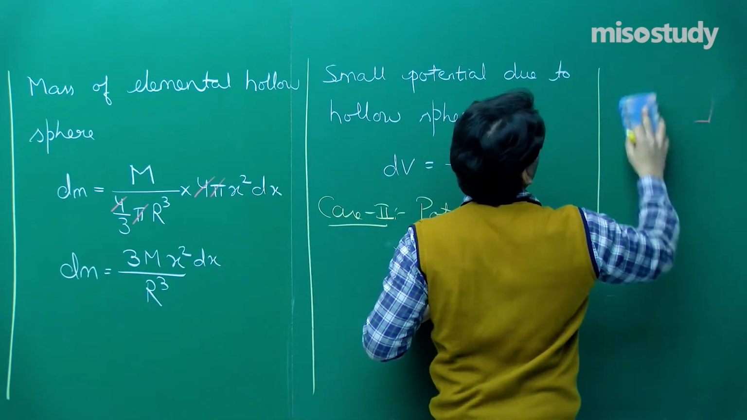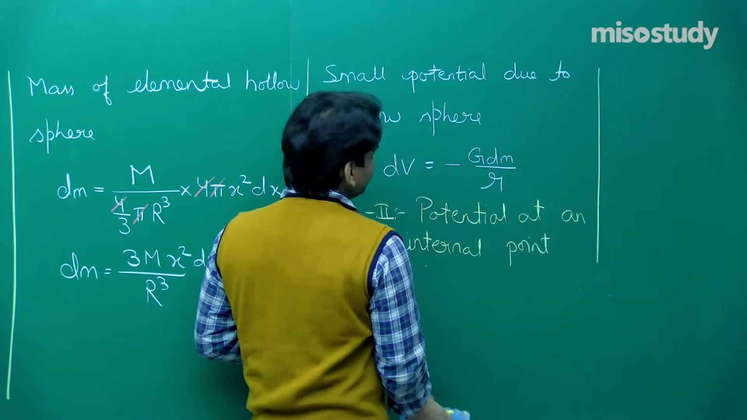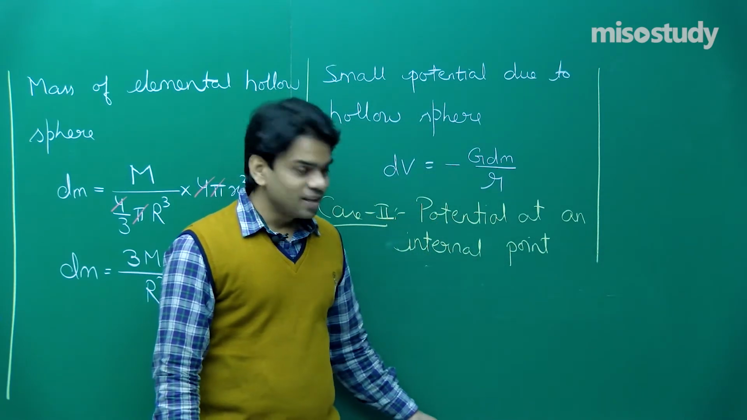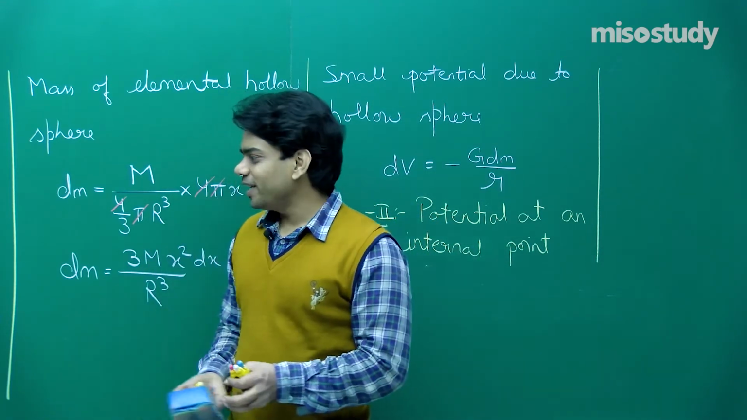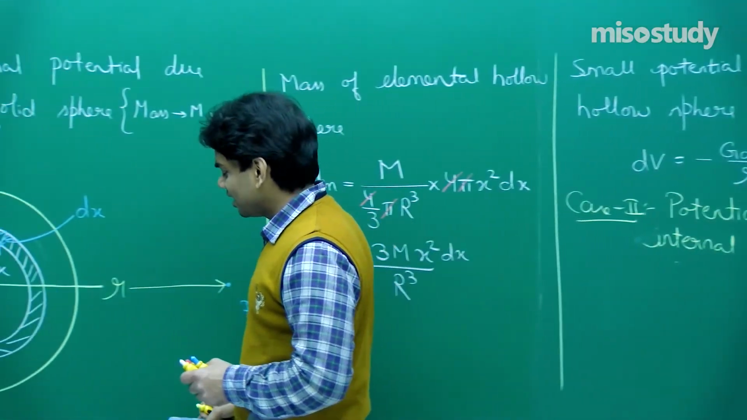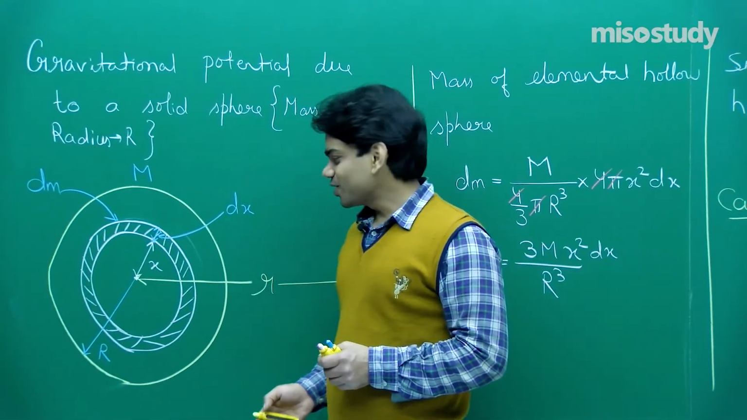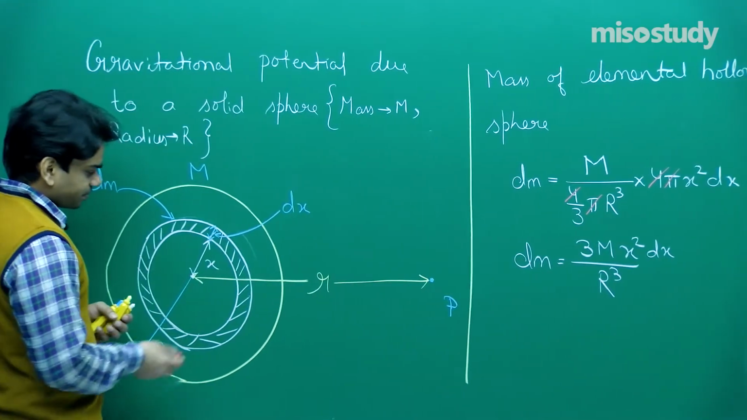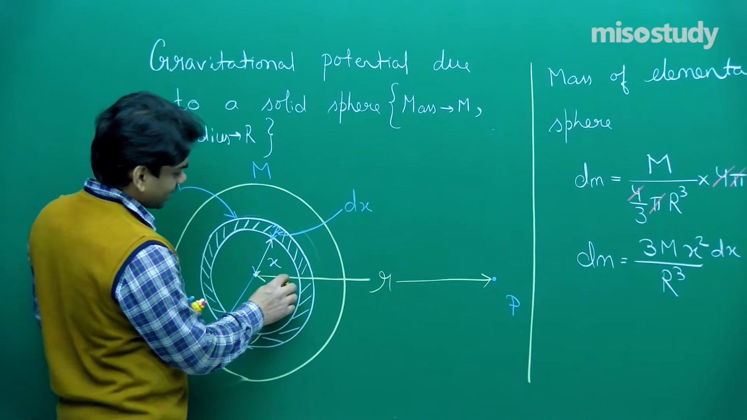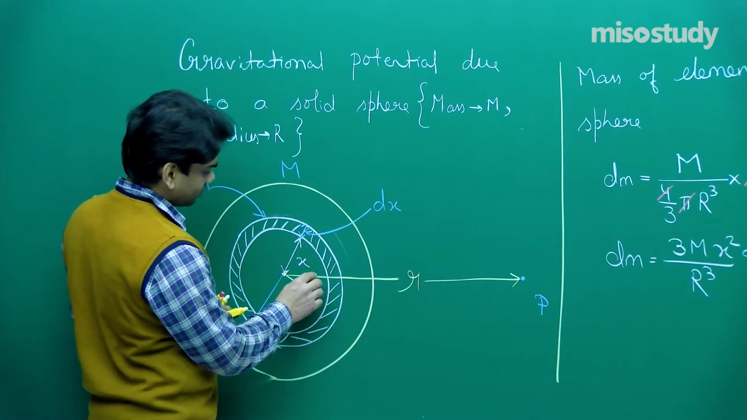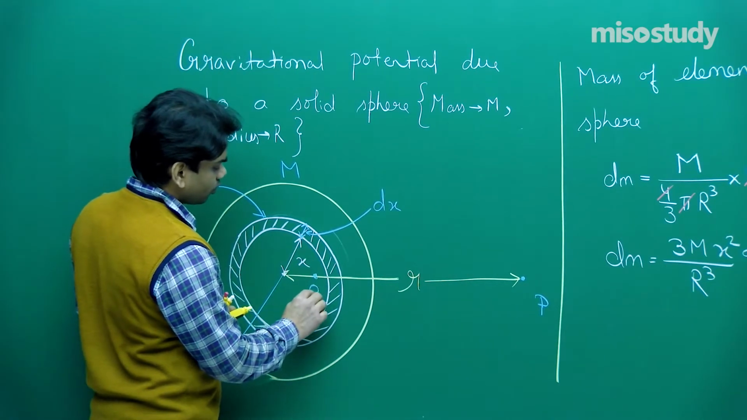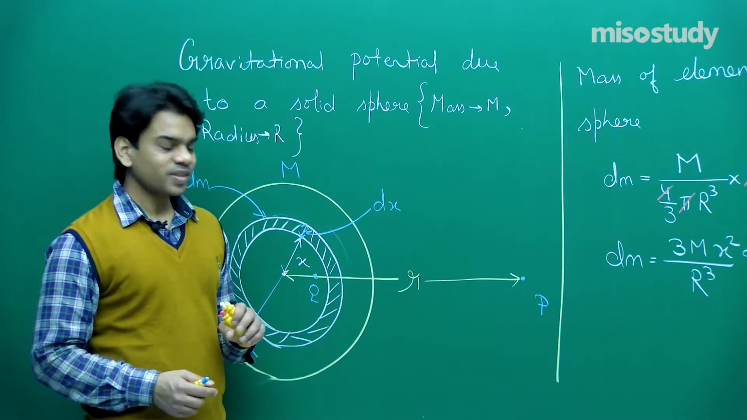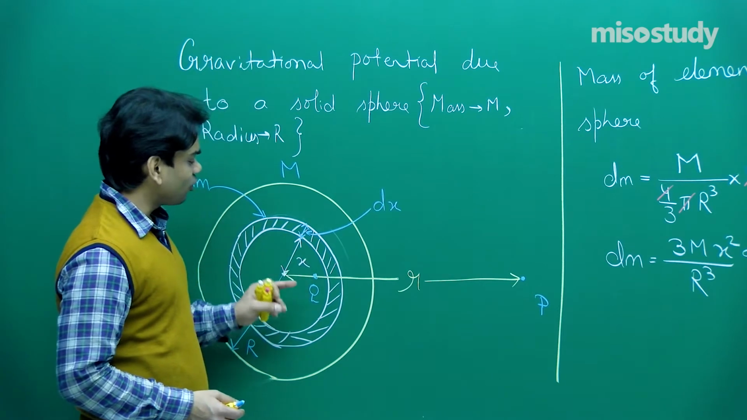This was the formula for total potential. This was the potential due to the imagined elemental hollow sphere. Let's talk about when point P is present at an internal position. You see here, let me mark another position at an internal point somewhere here. Let me mark this new point as point Q, where we are interested to find out the value of potential.